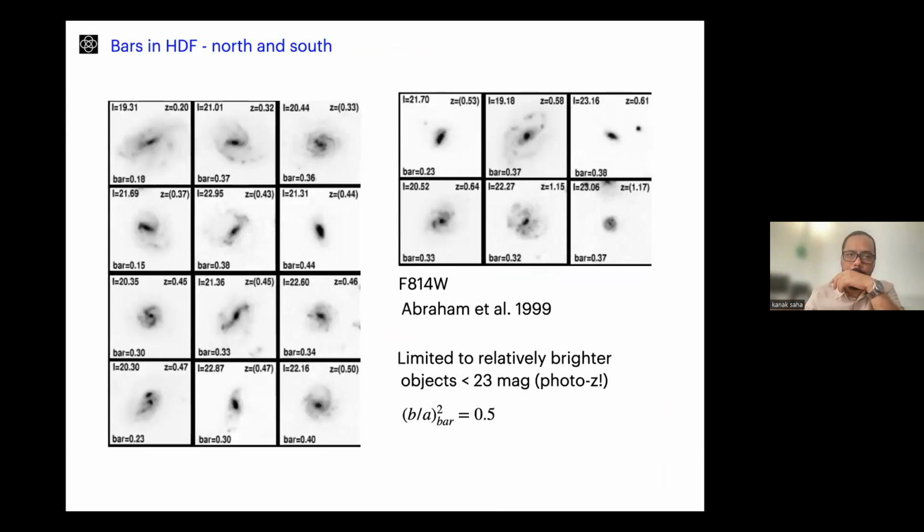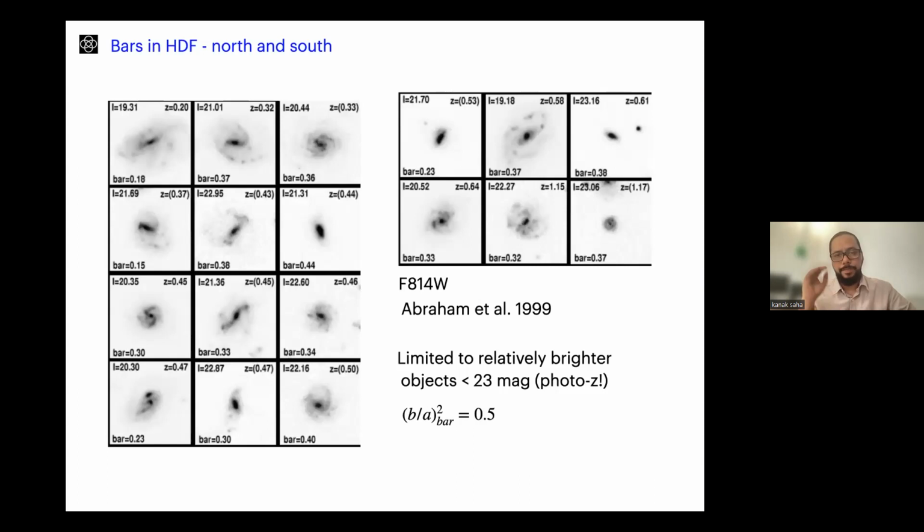Now, coming to the context of bars seen in the Hubble Deep Field, north and south both. This is one of the earlier images, from Abraham et al., arranged in ascending order of redshift. You can see from 0.2 to 0.5 all the way up to redshift 1. At that time it was measured just by measuring the b/a of the bar. When the b/a is less than 0.5, it's considered a bar, and otherwise it's not.